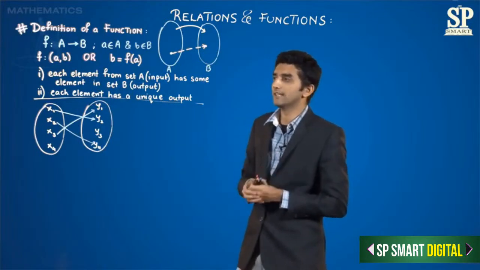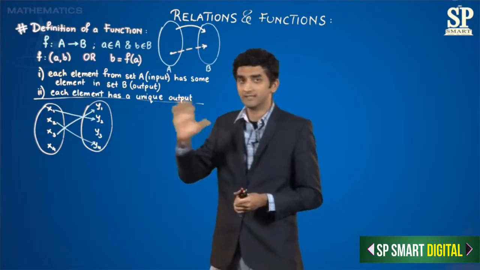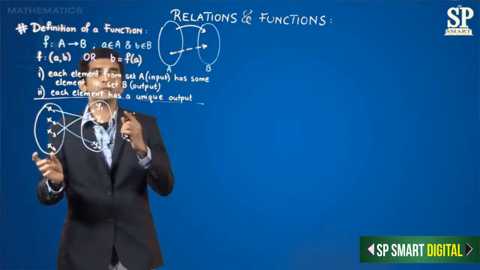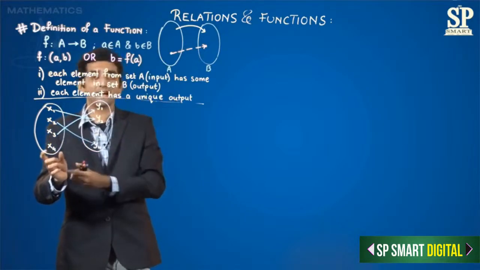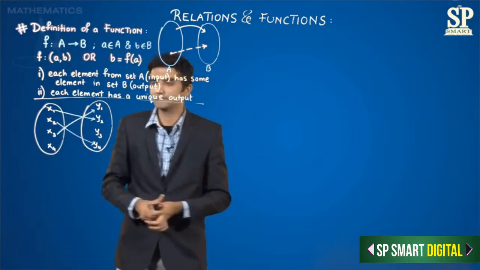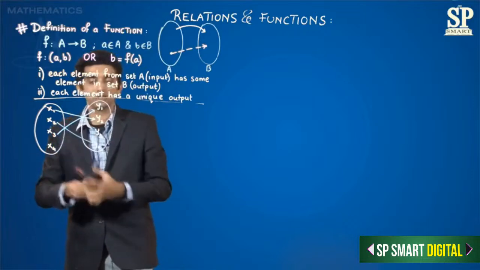Why? Because the first condition is being violated. The first condition says that each element from set A has some element in set B. Is that getting satisfied? No, because x4 is one element which does not have an output, and that is why this is not a relation. So since x4 does not have an output, this is not a relation.